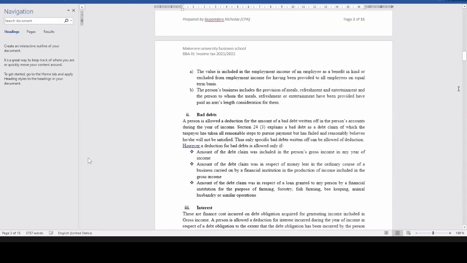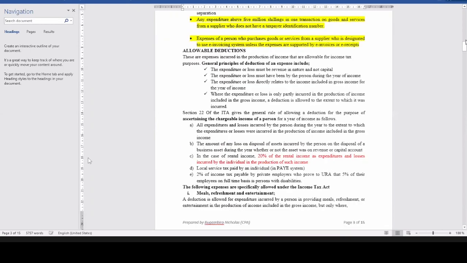Excuse me, sir. Yes, please excuse. I beg your pardon, on how we compute the 2% income tax payable by private employers who prove to URA. I asked you a question. From what you see there, it is 2% on what? I want you to first get to know exactly what it is on. It is 2% of income tax payable by private employers who prove to URA.